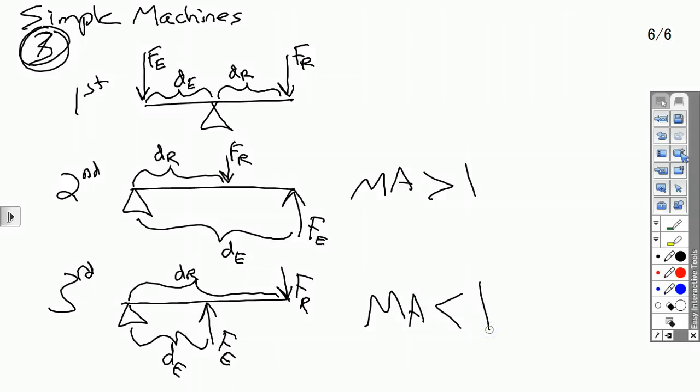In the first class, it can be either way. You can make it whatever you need to be. It could be equal if you wanted it to. But second class, mechanical advantage greater than 1. Third class, mechanical advantage less than 1. And it's because of what's positioned where.